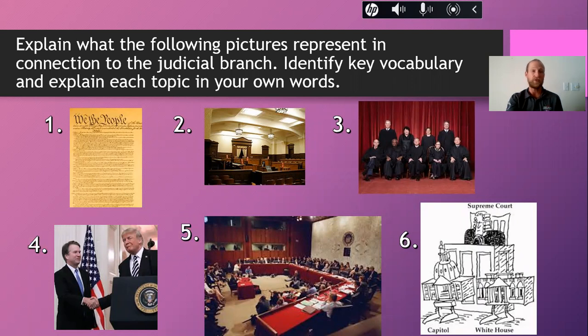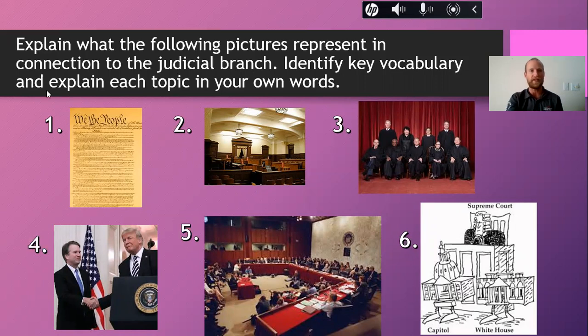Some of you just wrote down a vocabulary term but didn't explain how it connects to the judicial branch or explain what the vocabulary term means. Some of you put down vocabulary terms that have nothing to do with the judicial branch, and then you didn't explain how it connects to the judicial branch. So just make sure that you are following the directions carefully.